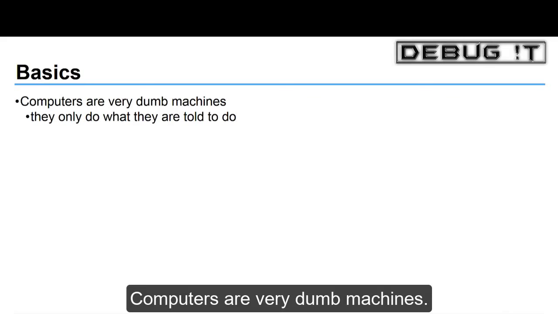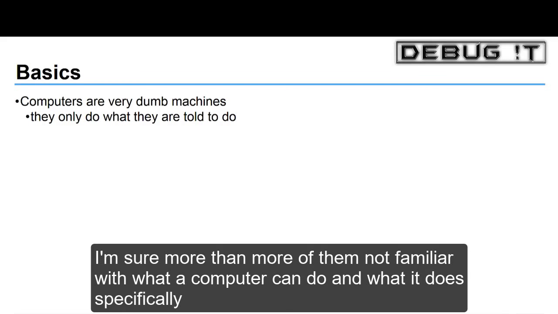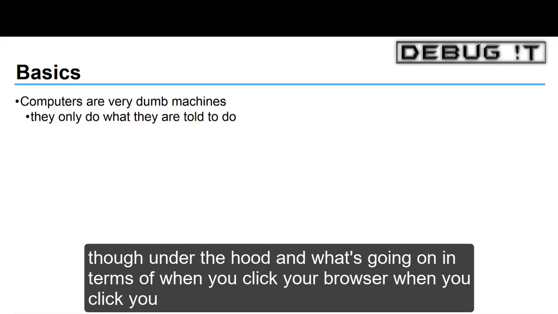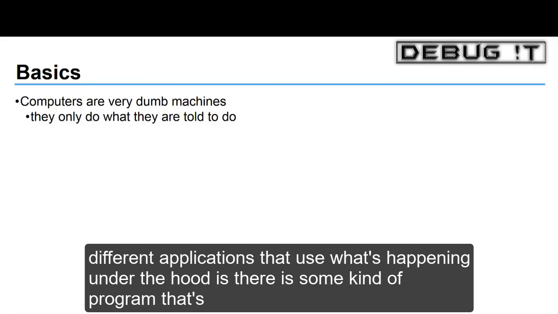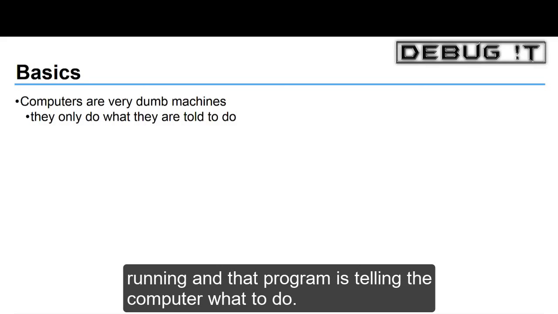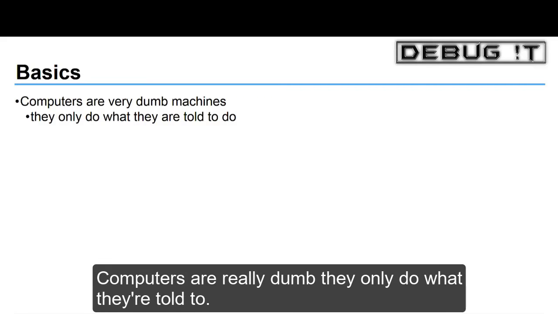Computers are very dumb machines. You are, I'm sure, more than familiar with what a computer can do. Specifically though, under the hood, when you click your browser or your different applications, there is some kind of program running, and that program is telling the computer what to do. Computers are really dumb. They only do what they're told to.